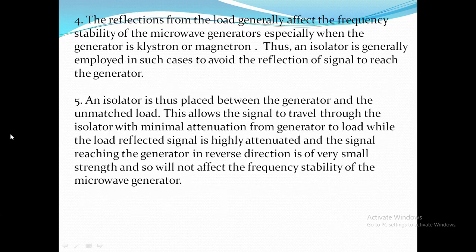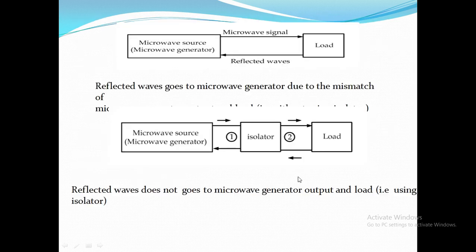An isolator is thus placed between the generator and the unmatched load. This allows the signal to travel through the isolator with minimal attenuation from generator to load, while the load-reflected signal is highly attenuated. The signal reaching the generator in the reverse direction is of very small strength and so will not affect the frequency stability of the microwave generator.